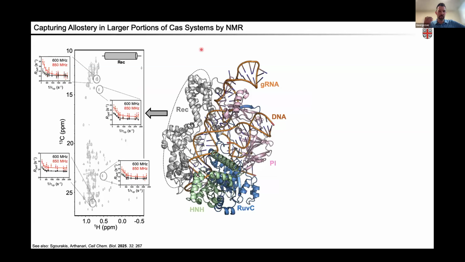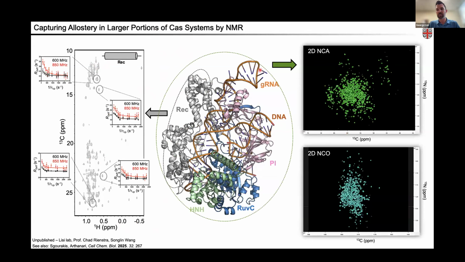The last couple slides, I just want to mention some things that we're doing to capture larger portions of Cas9 allostery. As Julie mentioned, methyl TROSY is a great metric to assess structure in large biomolecules, so we can take larger chunks of Cas9, like the whole recognition lobe, and do methyl NMR and get relaxation experiments out of this. There's also a really nice paper that was published a couple of years ago about using methyl experiments to get almost whole Cas9 stuff.